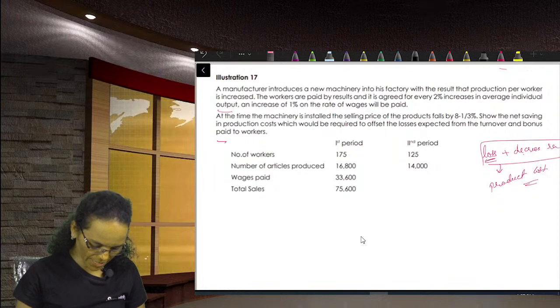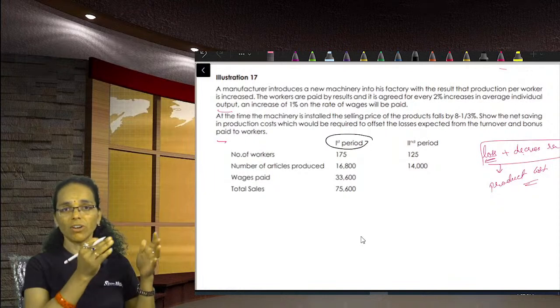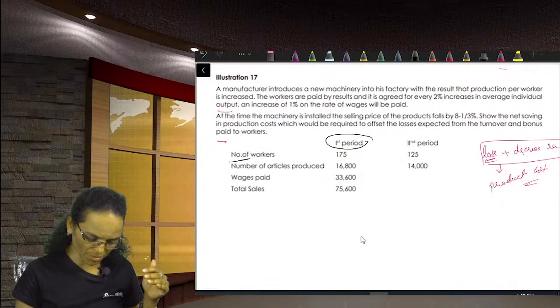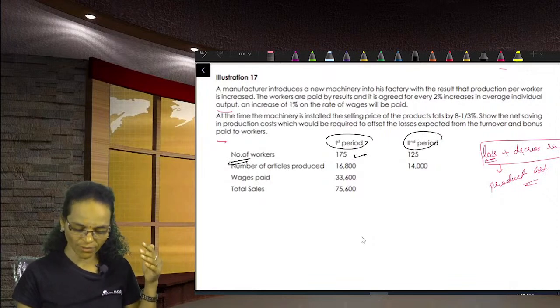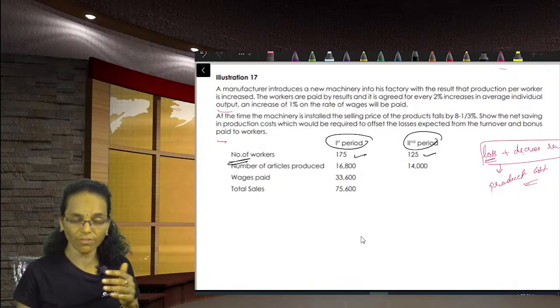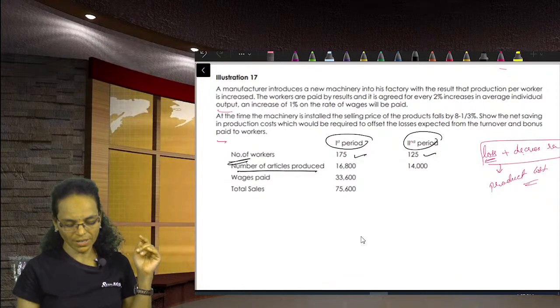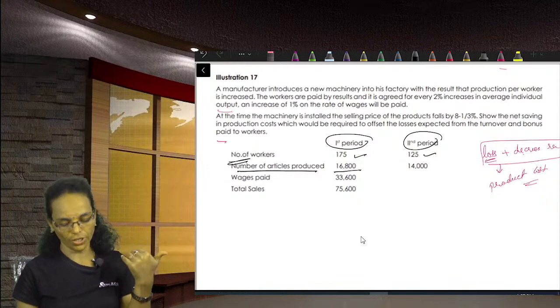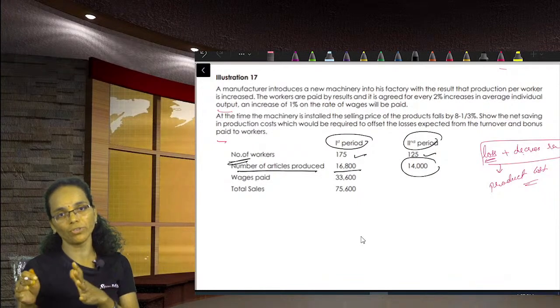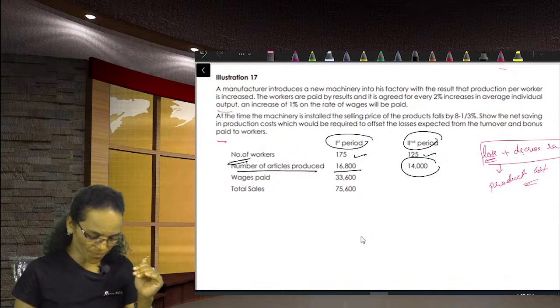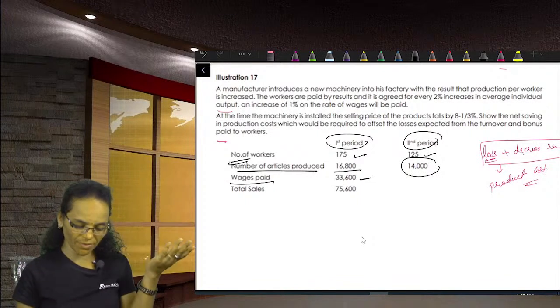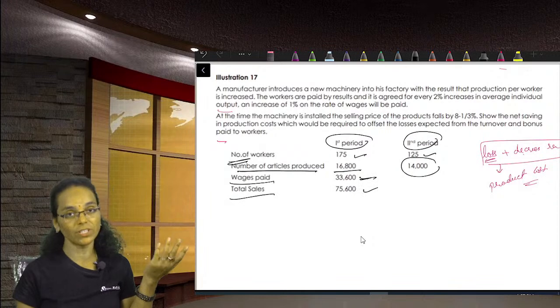See here, in the first period, before installing the new machinery, the number of employees was 175. After installing the new machinery, 125 employees are there now. Earlier 16,800 units were produced, now 14,000 units only are produced after installing the machinery. Wages paid previously, we paid this much, and total sales was this much.